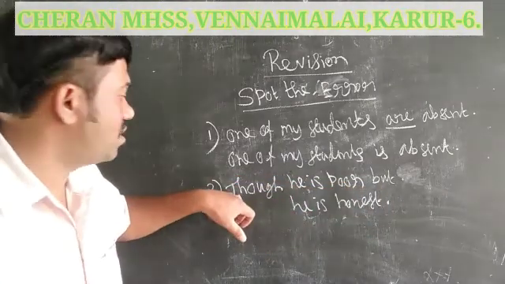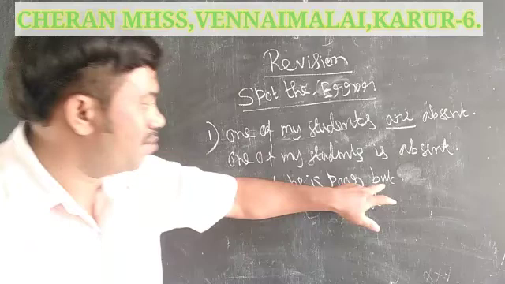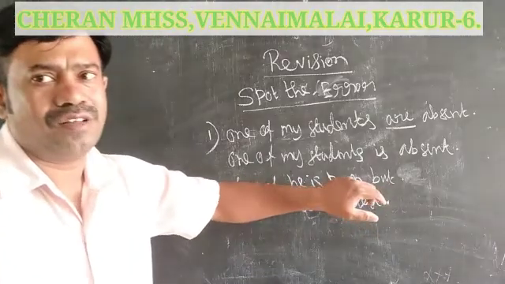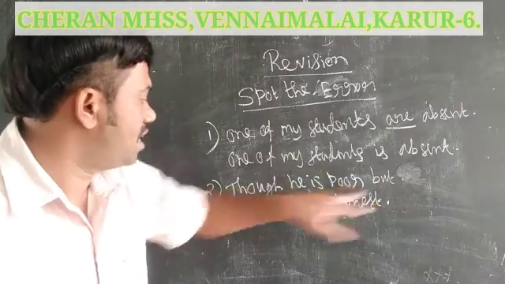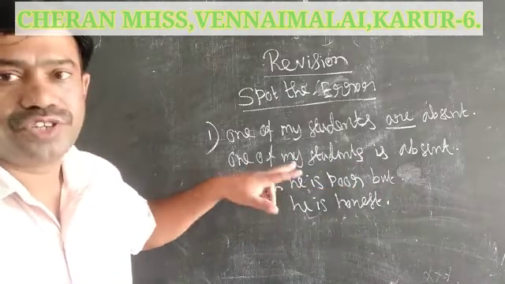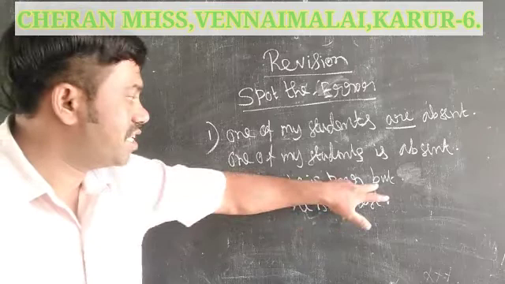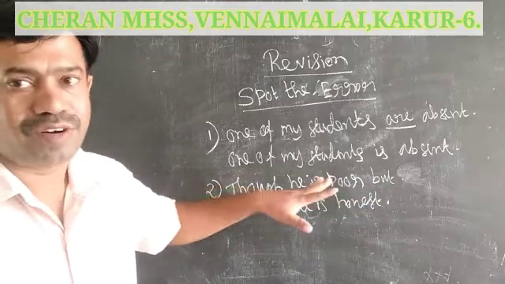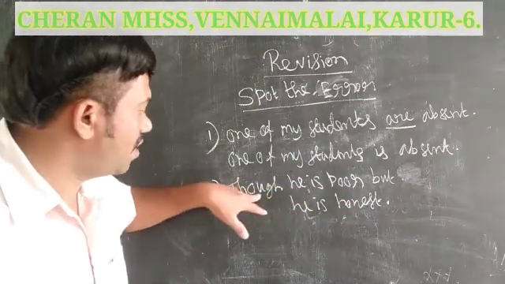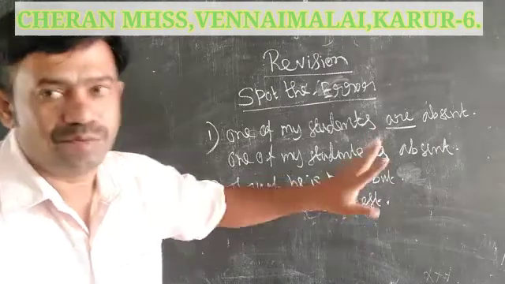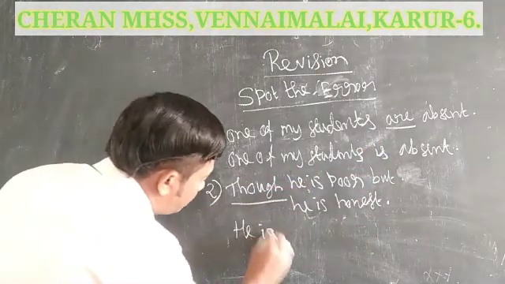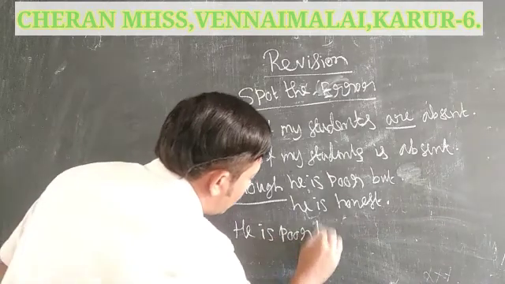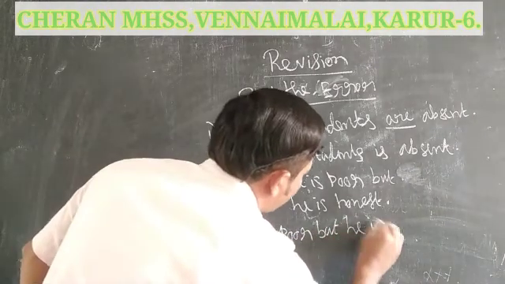Though is a subordinating conjunction and but is a coordinating conjunction. A coordinating conjunction and a subordinating conjunction should not be used in the same sentence. So either though or but should be removed. He is poor but he is honest.